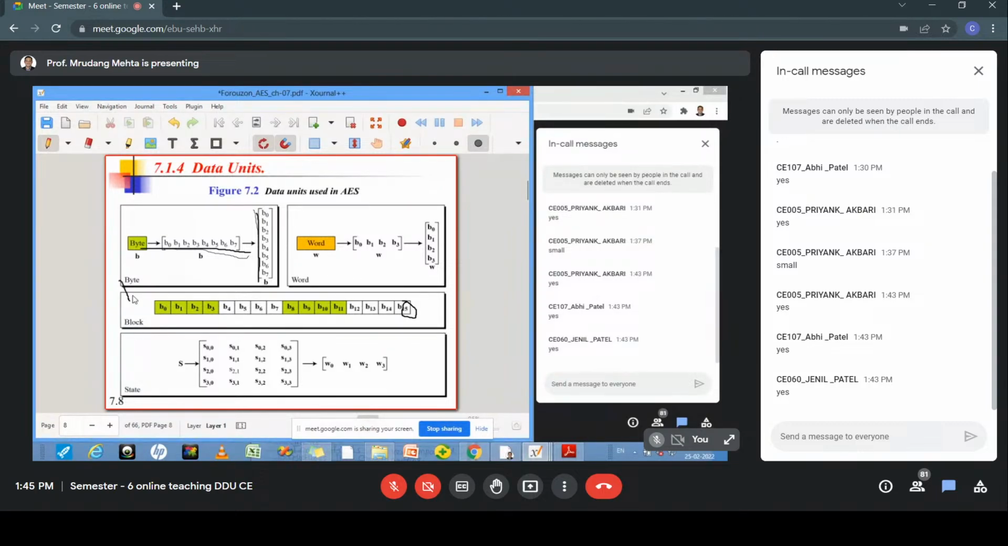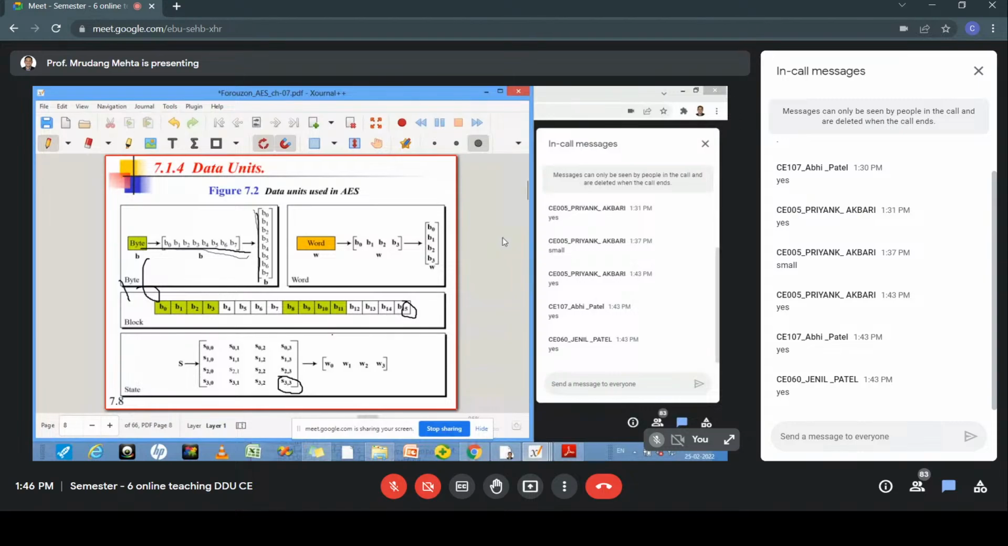So we have 16 bytes. And how to represent them? So we have state. So state is S00, S10, S20, S30, S01, S11, S21, S31. And similarly, so S00 increasing column number and here increasing row number, right? So this way we have S33 as the 16th element.